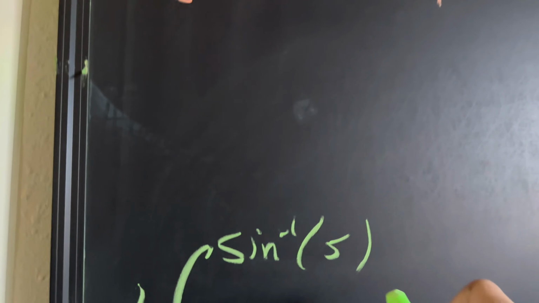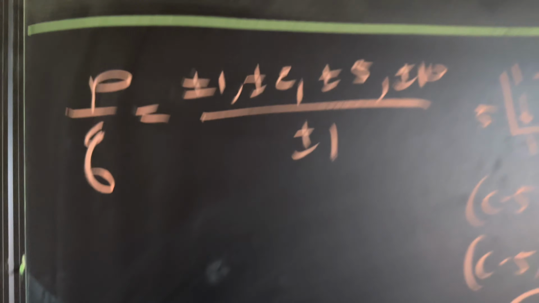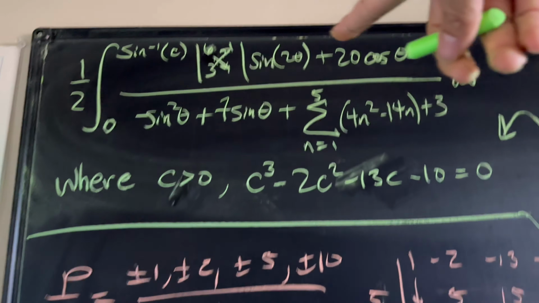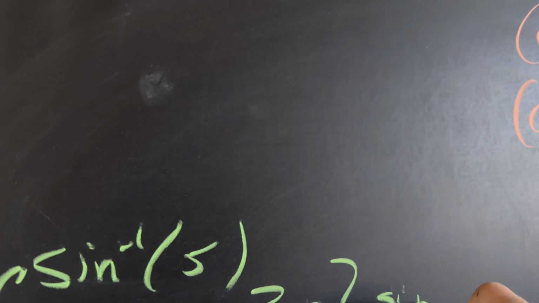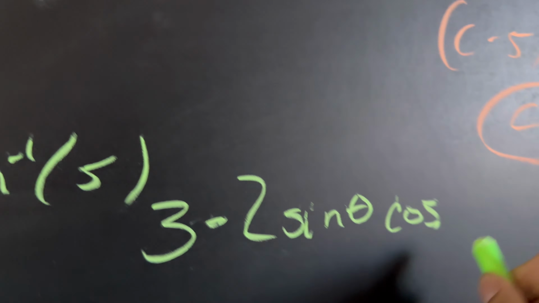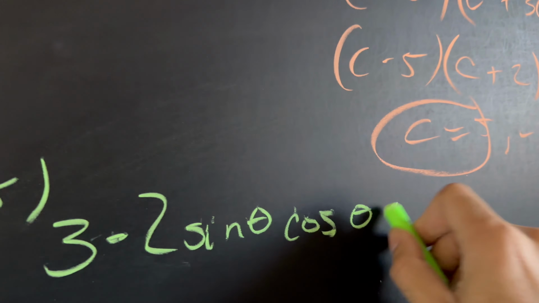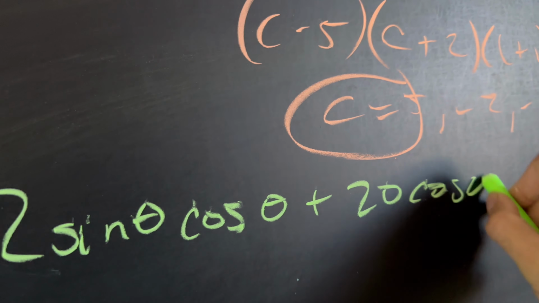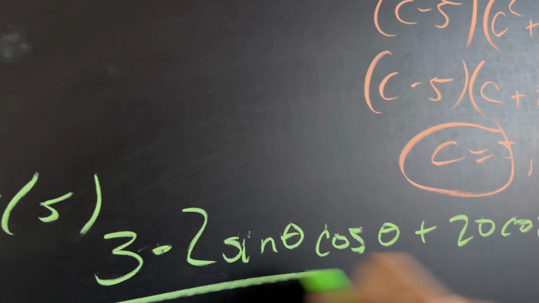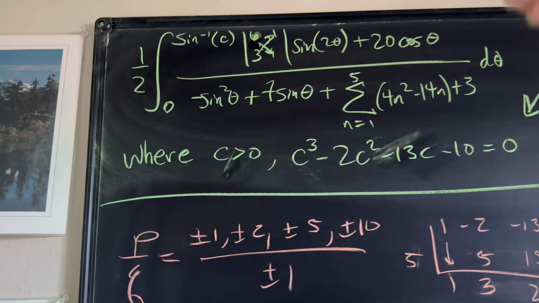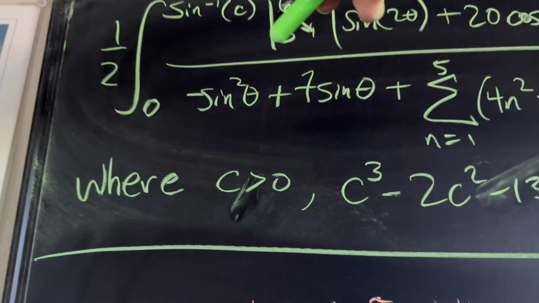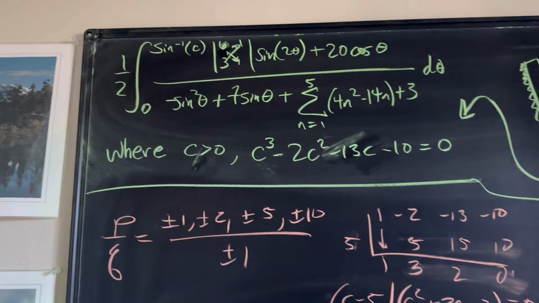So now we know that this value here is going to be 3 times, and I'm seeing a double angle formula with this sine of 2 theta. So I'm just going to rewrite that as 2 sine theta cosine theta plus 20 cosine theta, over, and for no other reason but because I know how to solve this one, I see a sine squared here. Definitely want to rewrite that.